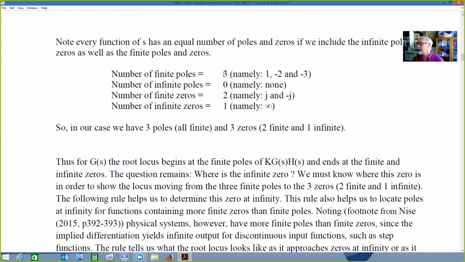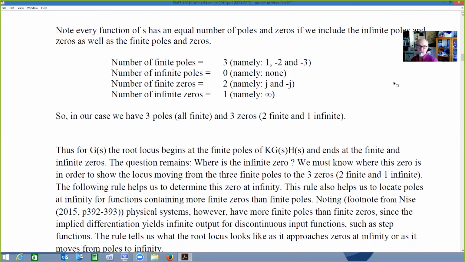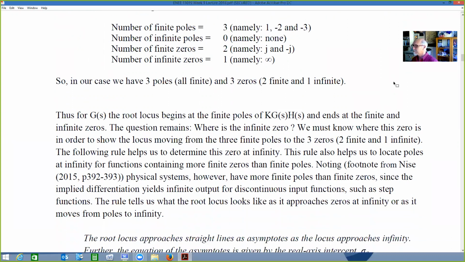So we calculated 3 finite poles: 1, -2, and 3. We have no infinite poles. Finite zeros, we have 2: positive j and negative j. And of course, we just calculated above, we have 1 infinite zero. So in our case, we have 3 poles, all finite, and 3 zeros, 2 are finite, and 1 is infinite.